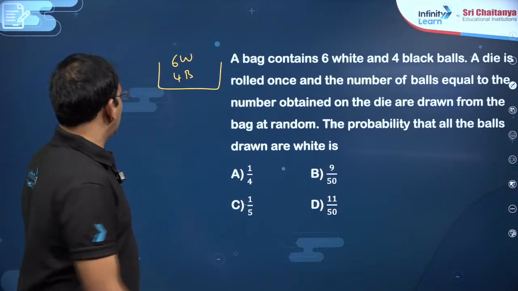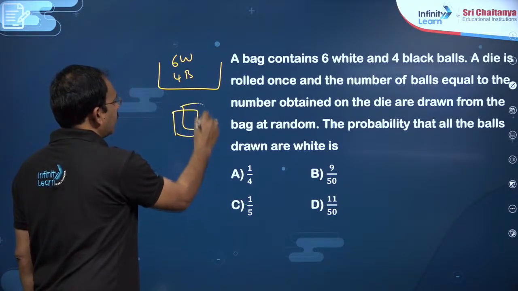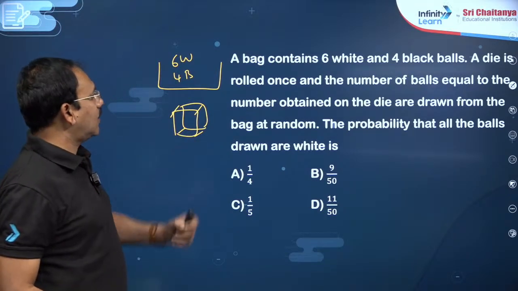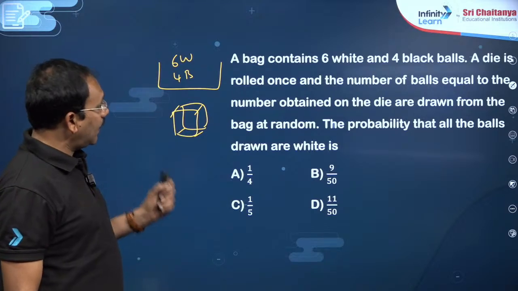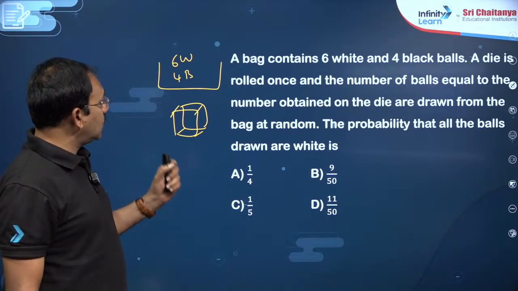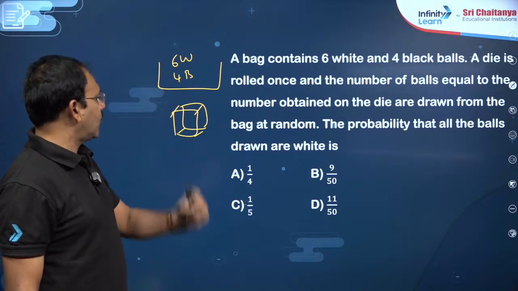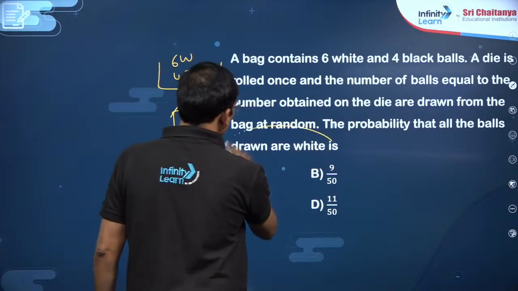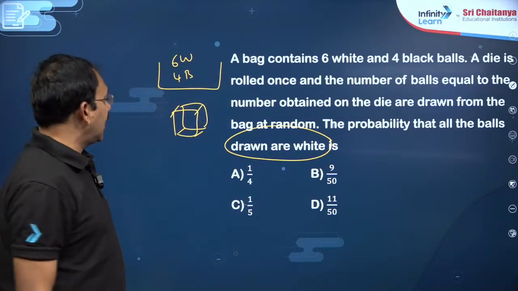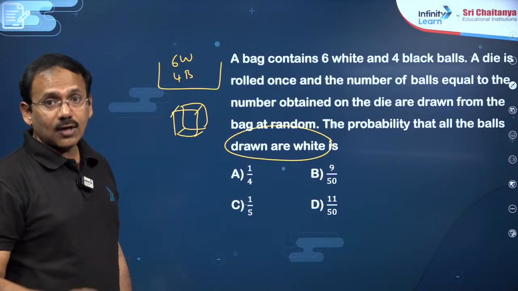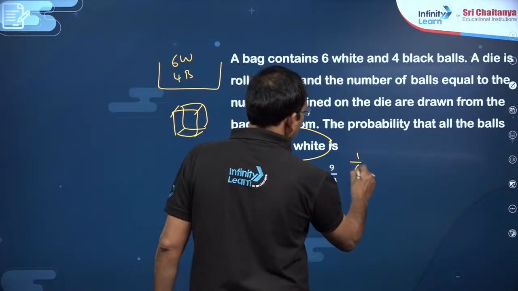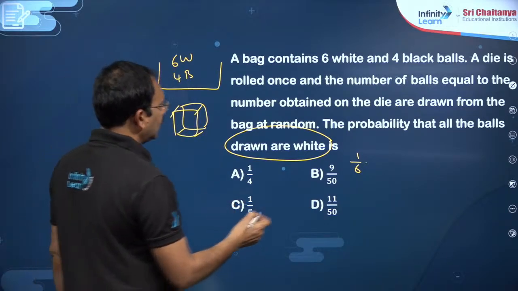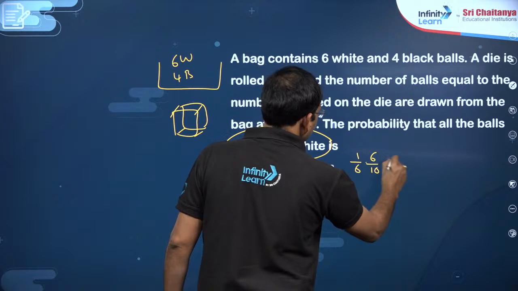You see, dear students, there is a die. So first we roll a die and we will get some number. That many balls are taken from the bag at random. The probability that all the balls drawn are white. Suppose you have thrown a die and you got 1. So the chance to get 1 is 1 by 6. In that case, you have to draw one ball that must be a white ball, that is 6C1 by 10C1.